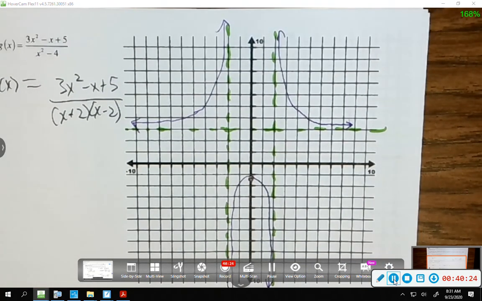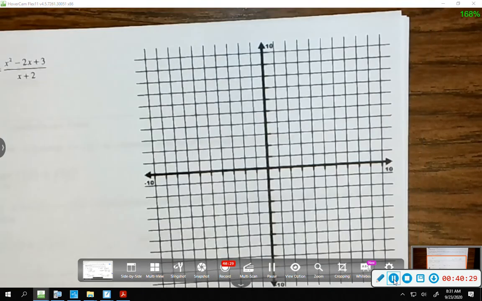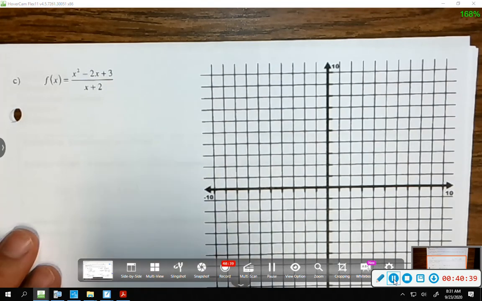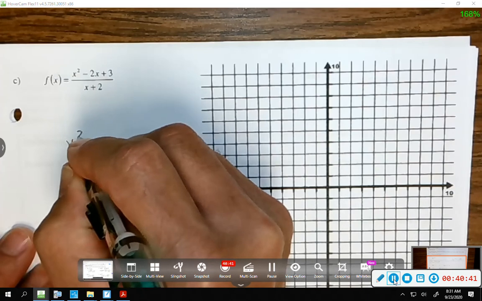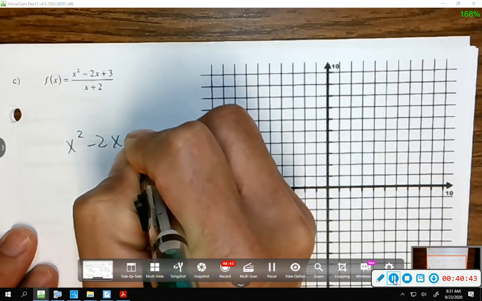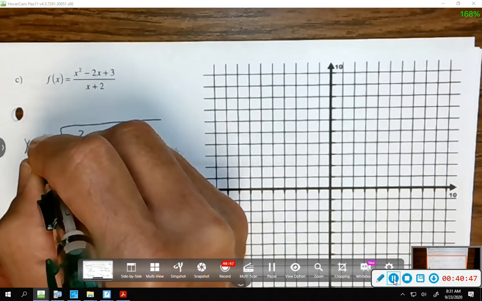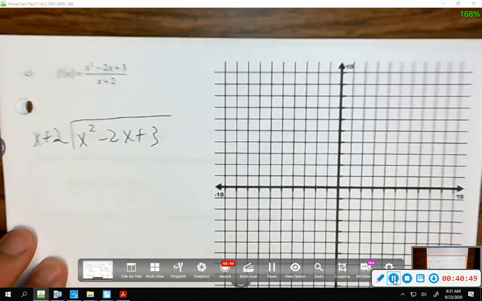One last one. And then you can work on the worksheet. The degree on top is larger than the degree on the bottom. To find the end behavior asymptote, we have to do long division. On this one, you could do synthetic division. And if you did, you showed that work, that would be fine. But I'm going to do long division just so we can see.